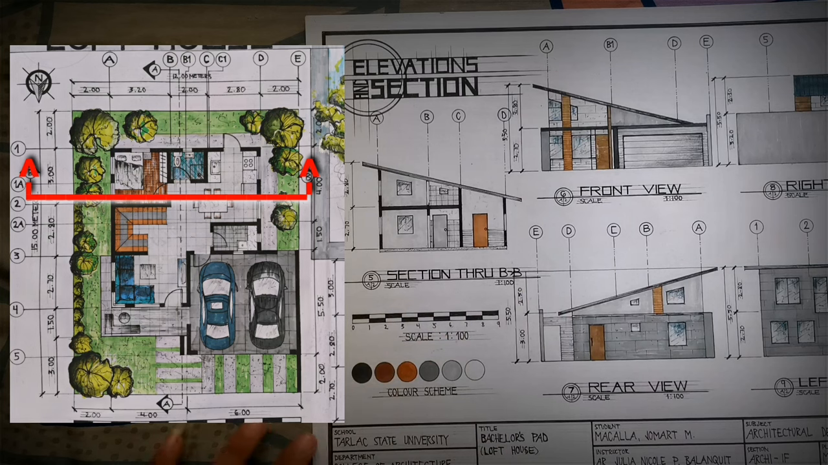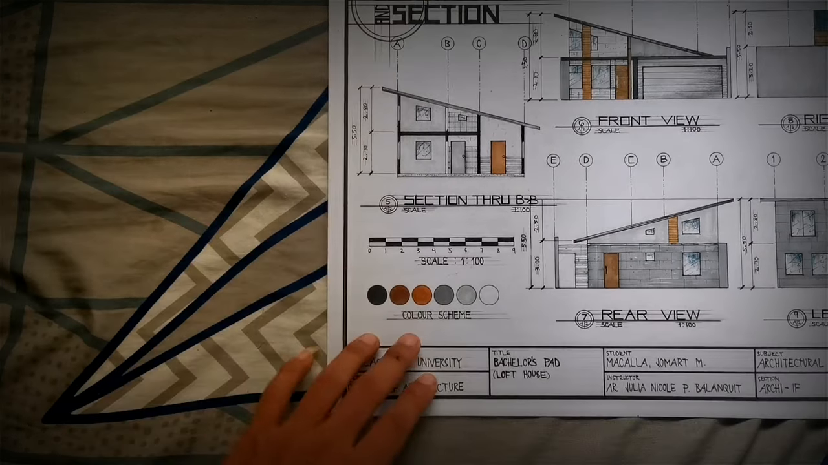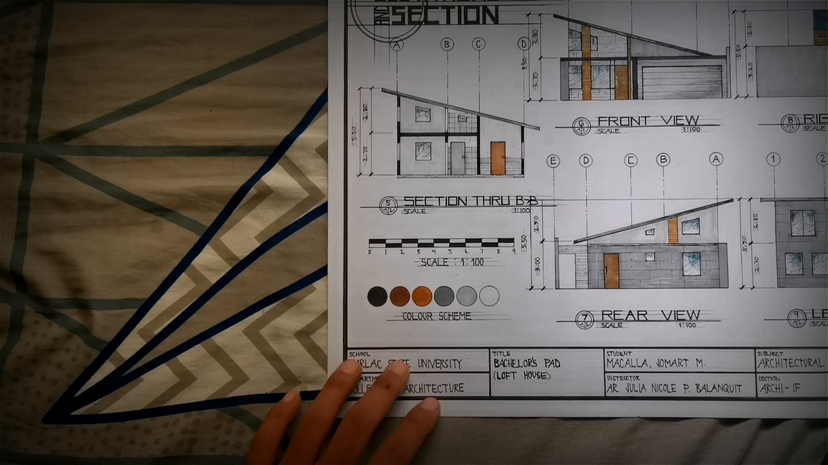So, yung scale po niya is 1:100 lahat. And the color scheme is gray, wooden color, and gray. And of course, the white. And I guess that's the whole plate and the end.